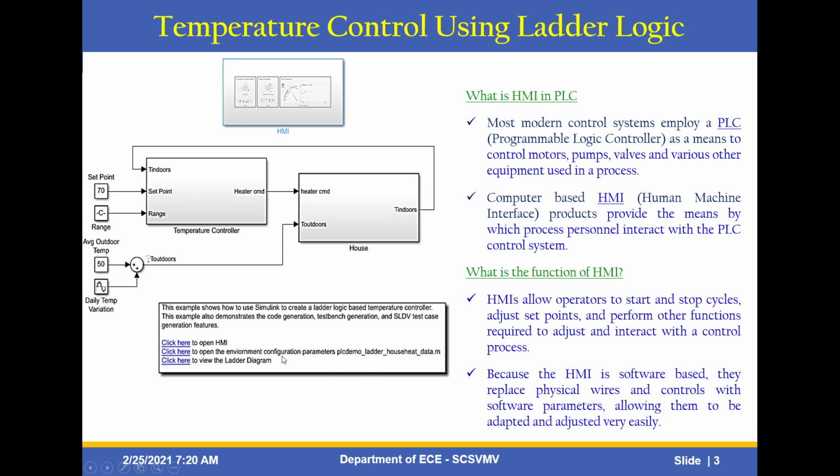Here some more description is available to open the human machine interface block, and also after simulation you can get an M file. You are able to generate a MATLAB file from the Simulink file. You can convert it into a MATLAB script file, so that for your use you can get this data. Also, if you click here you can view the ladder diagram. This is the set point and range as input. Also, your outdoor temperature and indoor temperature are measured in this house block.